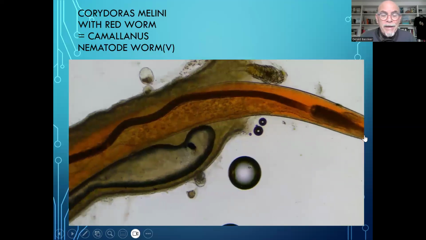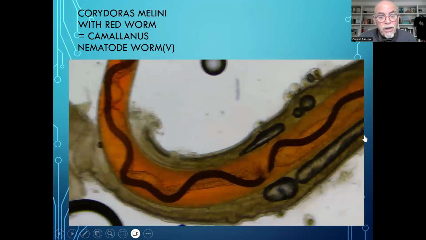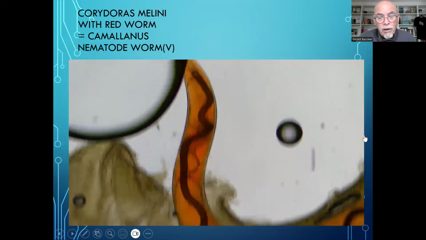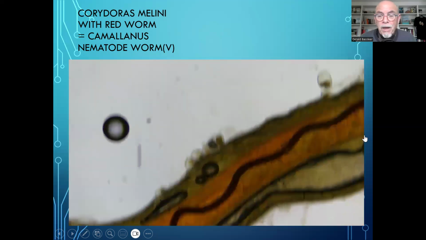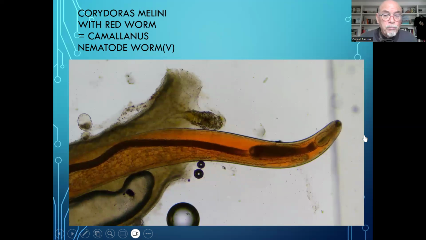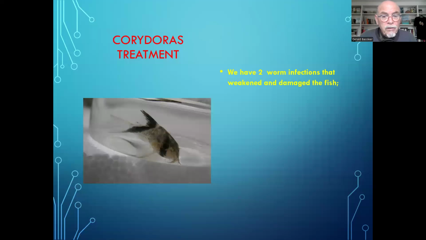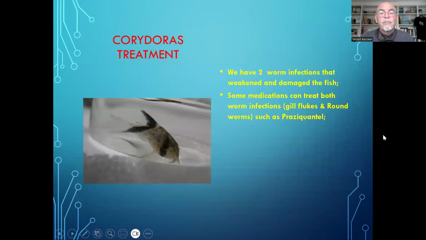nematode Camallanus. And this worm can reproduce in the aquarium, lay larvae that spread in the aquarium and affect the other fish. So you have to treat the fish. You can do it in the food, but you also have to treat the water because the worm larvae can spread to other fish. This is the Camallanus worm. Can be nasty in your aquarium. It spreads to other fish. So two worm infections that weaken the fish and damage the fish.